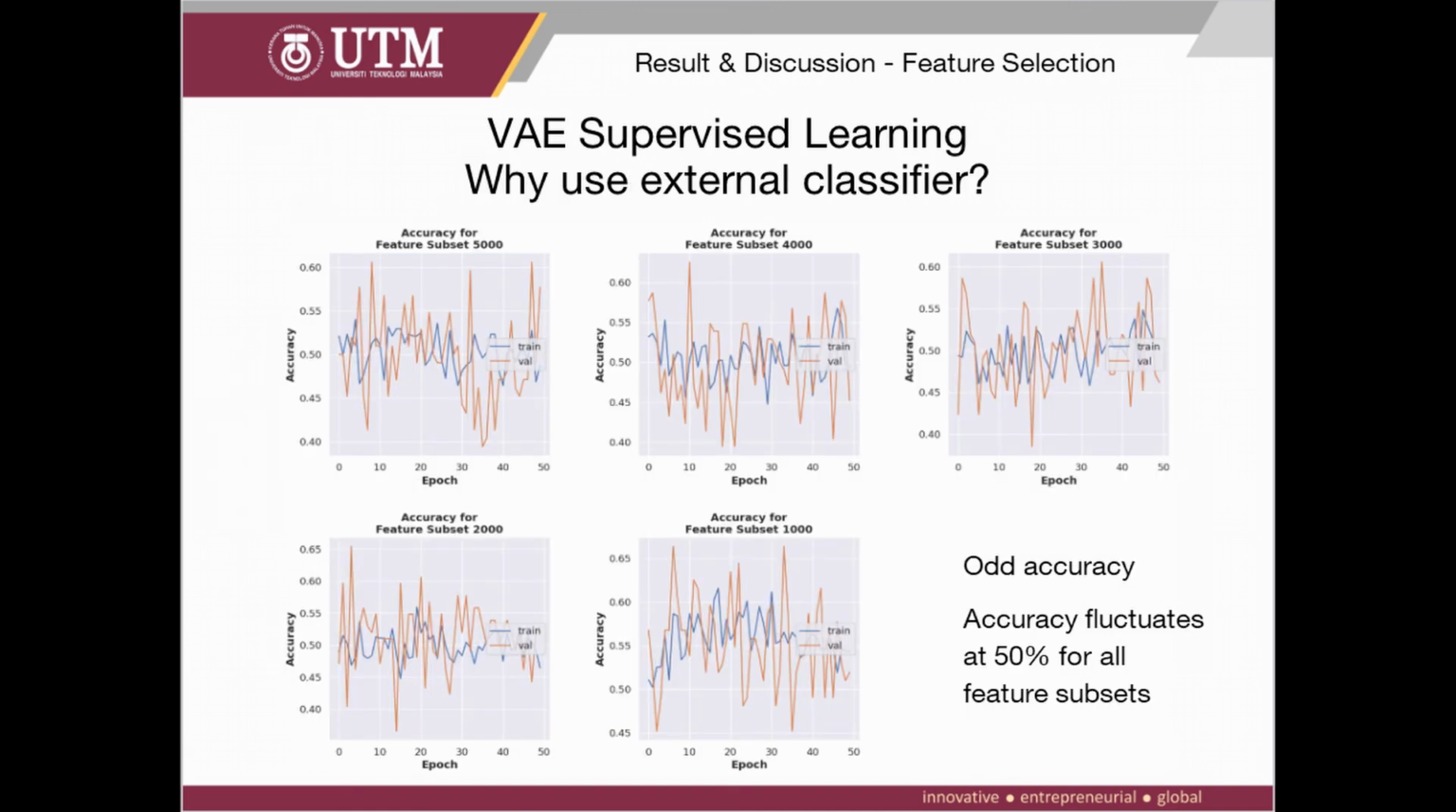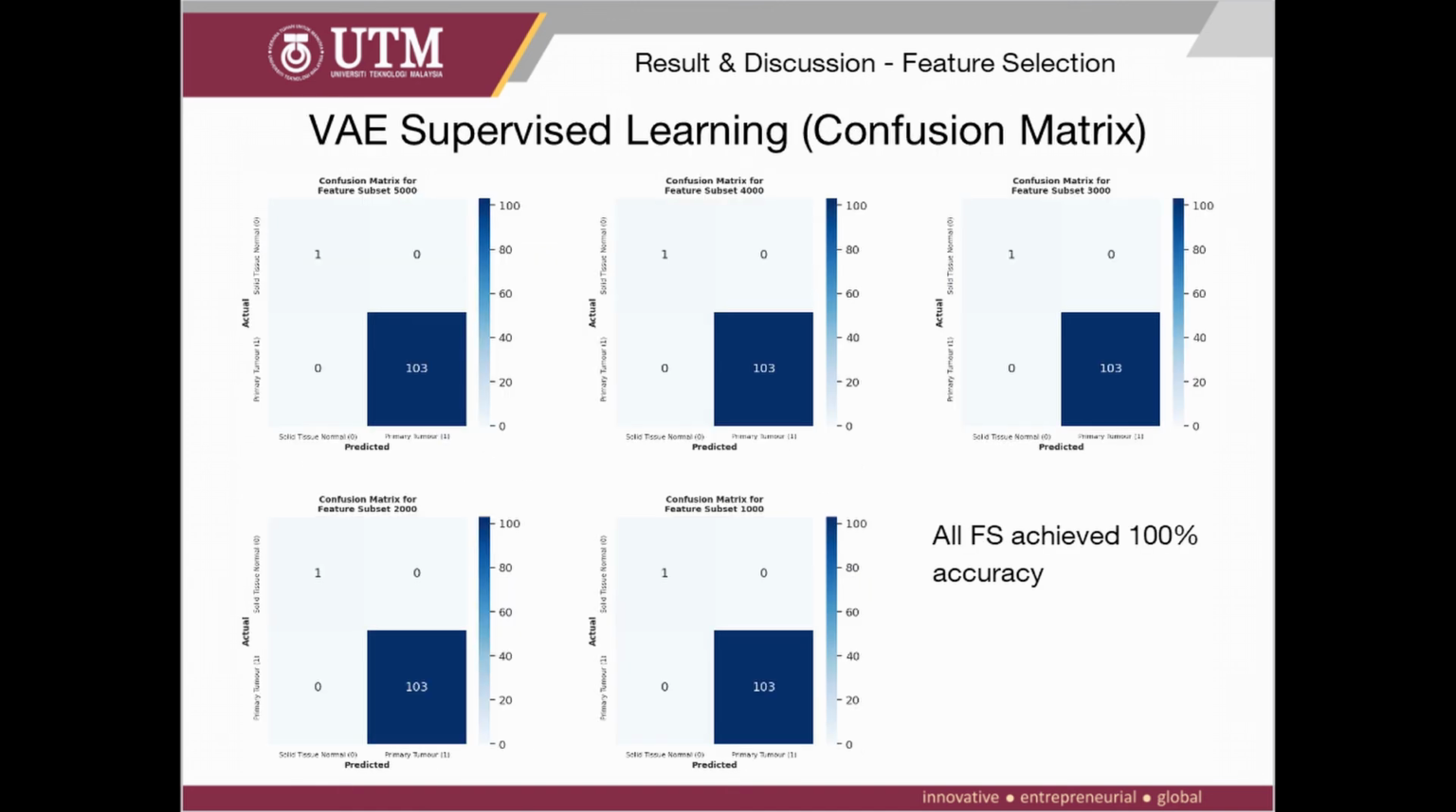The reason for using an external classifier such as an SVM for the VAE model is because the accuracy obtained from the supervised VAE model, which is fine-tuned using the same method as the SDAE model, shows very weird accuracy. All accuracy fluctuated at 50% for all feature subsets. This is the confusion matrix obtained from the external SVM classifier on the sample data. It can be seen that all models achieve 100% accuracy.